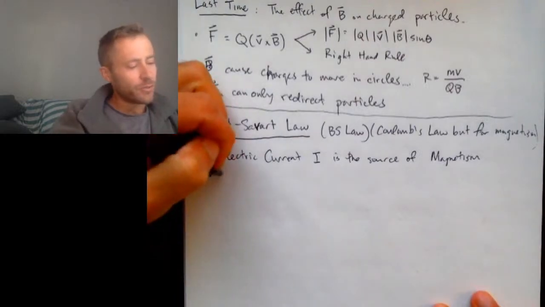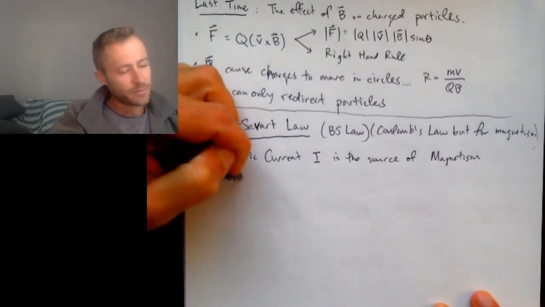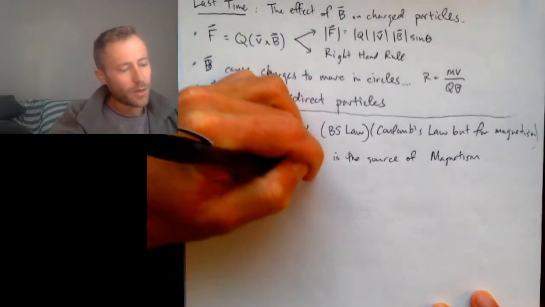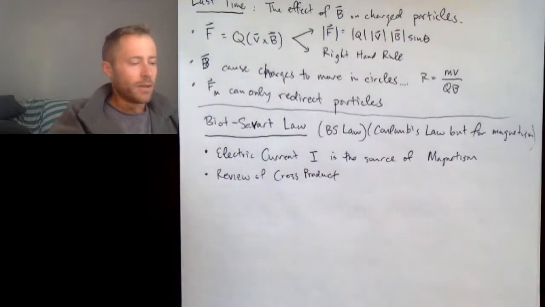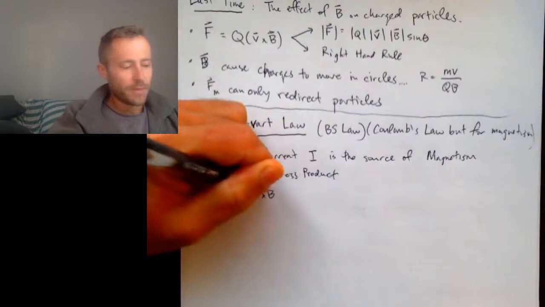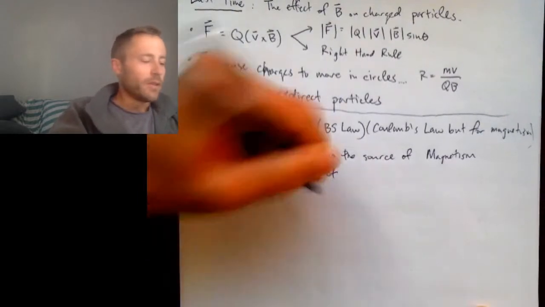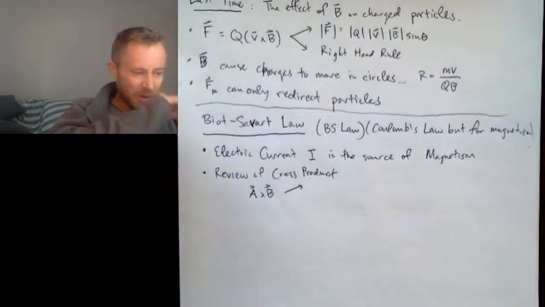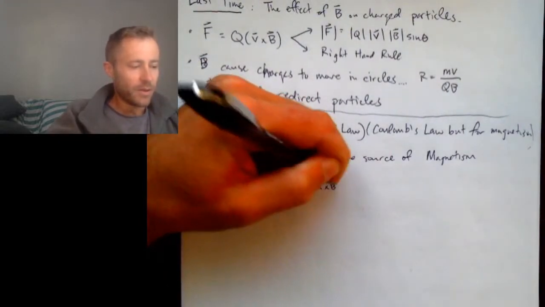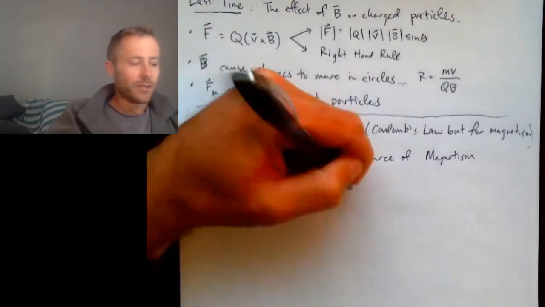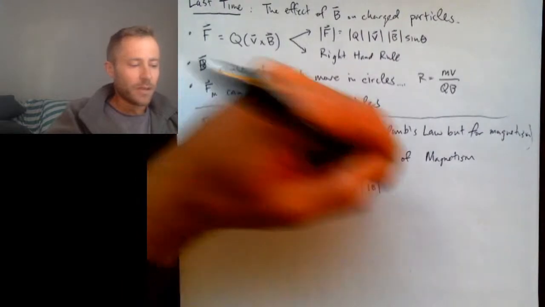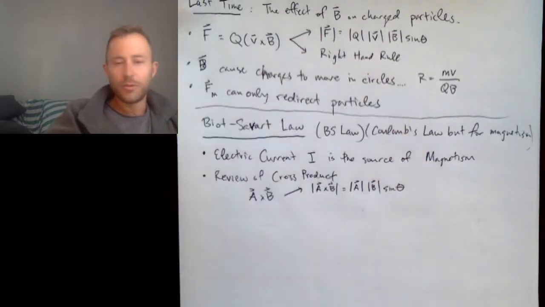let me just review the cross product really fast. One more time. So let's suppose you have A cross B. The magnitude of the cross product, so the magnitude of A cross B, is going to be the magnitude of the first vector times the magnitude of the second vector times the sine of the angle between them.